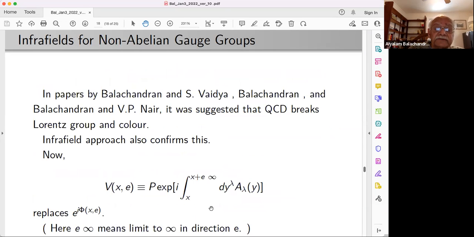Why is it called a string-localized field? The reason is, if you look at this operator in quantum field theory, and you take another such operator with x prime and e prime, where x prime is space-like to x, and e prime is space-like to e, so the points at which these lines originate are space-like, and the lines going to infinity don't cut, they're space-like, then this V(x,e) and V(x prime, e prime) will commute. But in case the line I am writing in e is not space-like to the line in this expression, then they will not commute. For this reason, the people working on this field have called them string-localized fields.